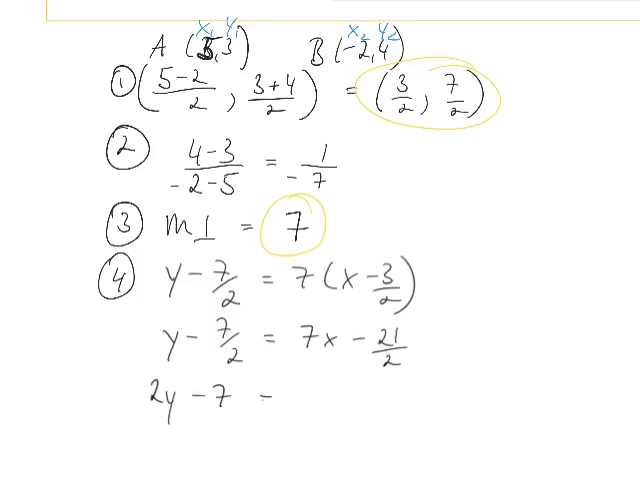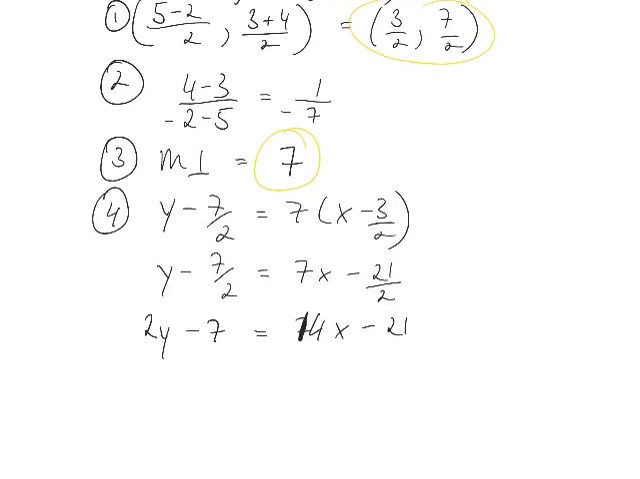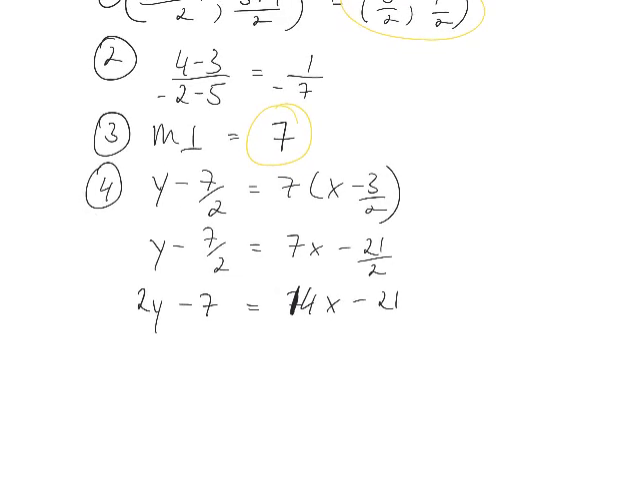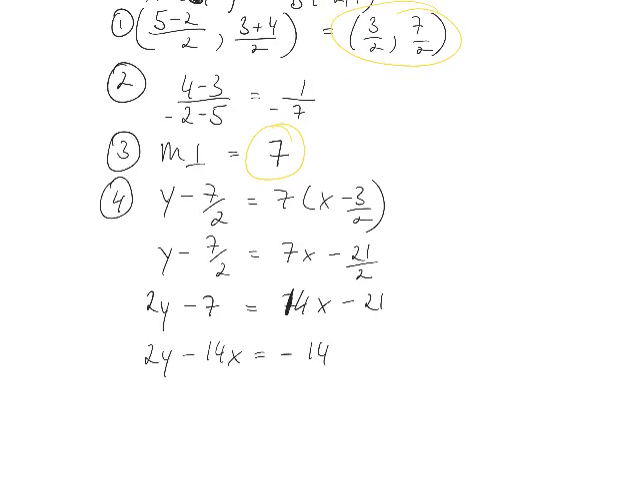2y minus 7 equals 14x minus 21. So I will bring the 14x to the left and then the -7 to the right. That leaves me with 2y minus 14x equals minus 21 plus 7, which is minus 14. So that is the equation of the perpendicular bisector between A and B. I will leave it in this form so that it'll be easier for the simultaneous equations.